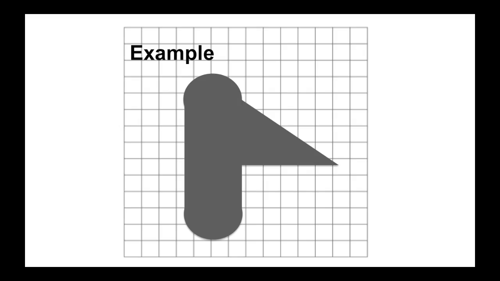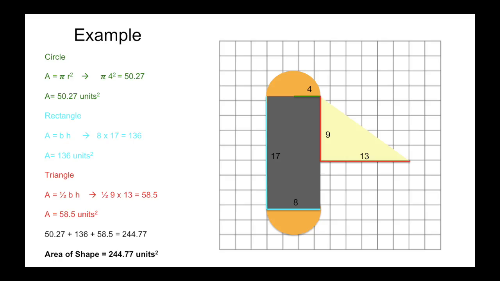Here we will go over an example. So here on the graph paper, the compound shape is shown in its original form. From that form, we can isolate that there's a rectangle, triangle, and 2 half circles to make a complete circle. Given the measurements for each shape, we solve for the area of the circle using the equation A equals pi r squared. So pi times 4 squared is 50.27.